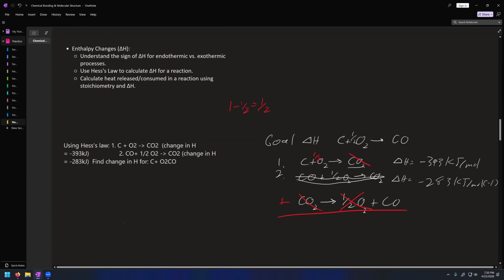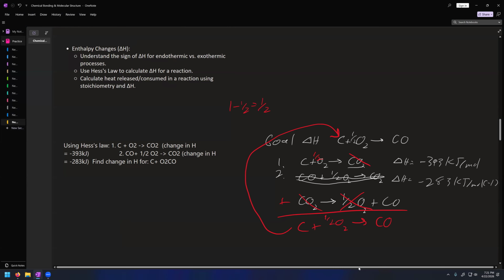Now, when we add everything together, we just bring down anything that hasn't been canceled. So we have carbon plus 1/2 of an O2 reacts to yield CO. And we want to check to make sure that this perfectly matches our goal equation, which it does.